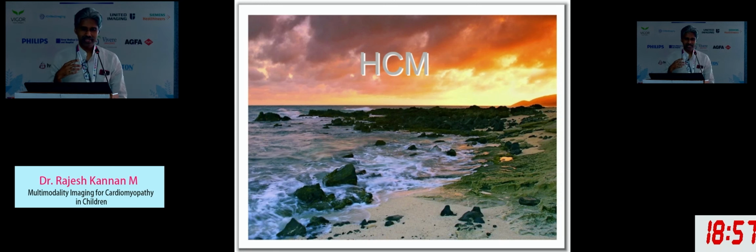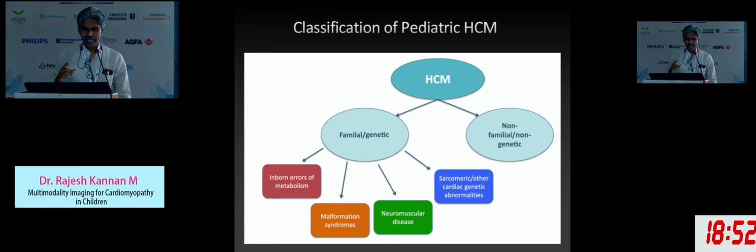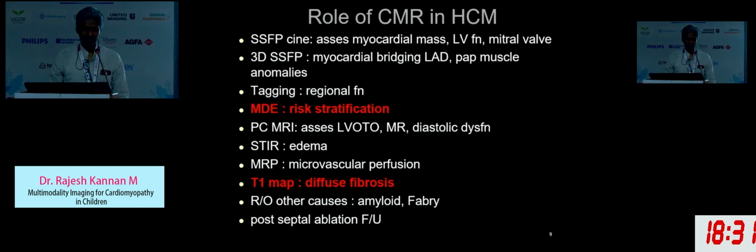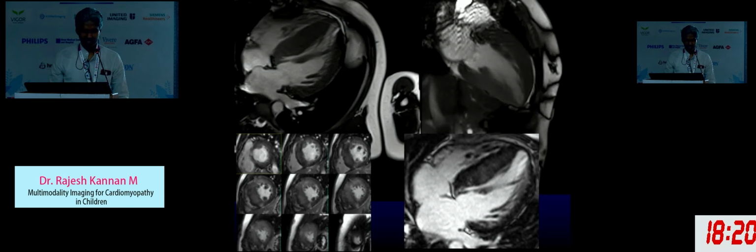So I'll show you some typical examples of some of the pediatric cardiomyopathies. One is the HCM, which can be broadly classified as non-familial, and one of the most common is the sarcomeric HCM. Also the neuromuscular diseases like the muscular dystrophies, malformation syndromes, and in infants you will look at the possible inborn errors of metabolism. And the role of cardiac MR is similar to the adult patients. The most important thing will be the risk stratification, including the LGE and the T1 mapping.